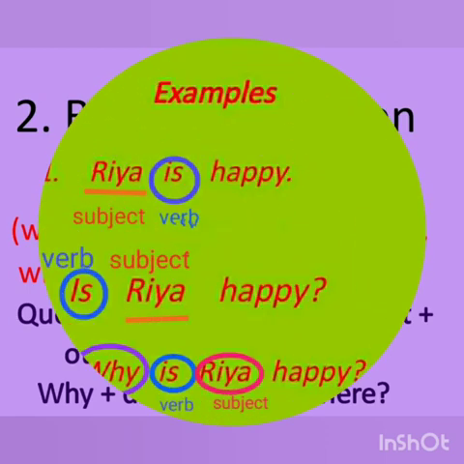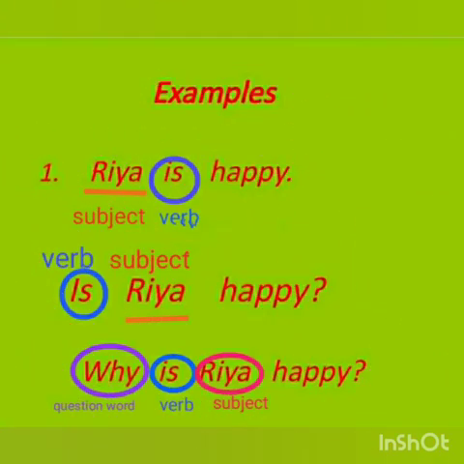Students, now we'll have some examples. Ria is happy. This is a statement. Now we have to change this into an interrogative sentence, or you can say question. So what is the subject in this? Whom are we talking about in this sentence? We are talking about Ria. So Ria is the subject. And what is the verb? Is is the verb. Now we will pick up the verb and place it before the subject.